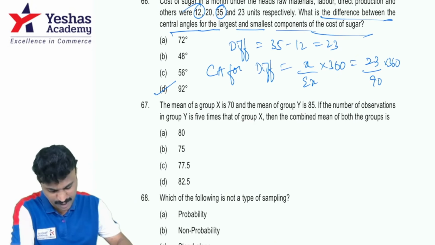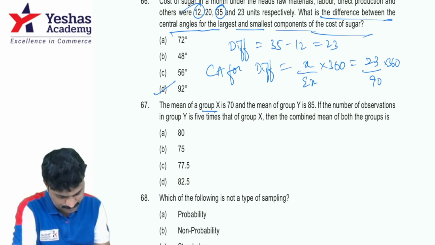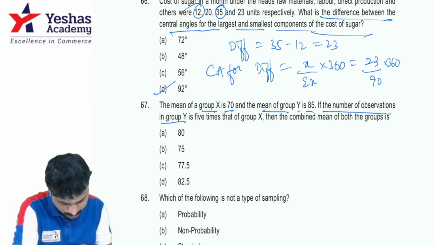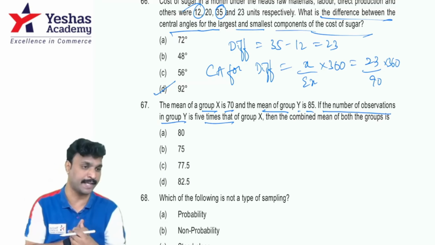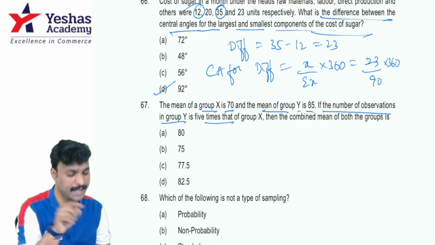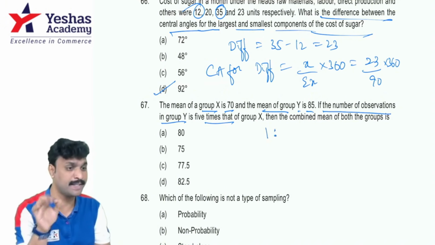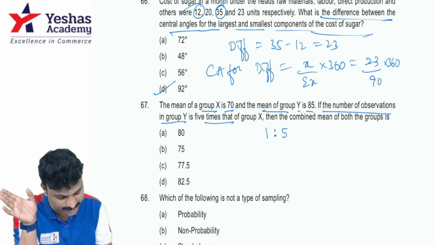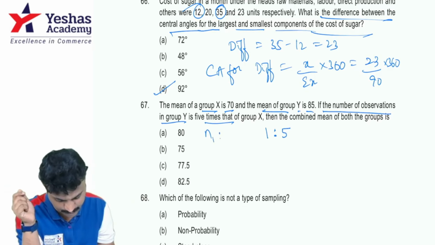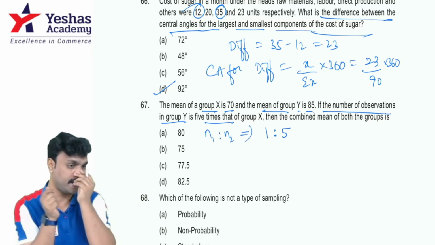Guys, the next question. The mean of group x is 70, and the mean of group y is 85. The number of observations in group y is 5 times that of group x. Guys, if x is 1, obviously y is 5. So 1:5 is the ratio of the number of observations. That means n1 is to n2 is 1:5.